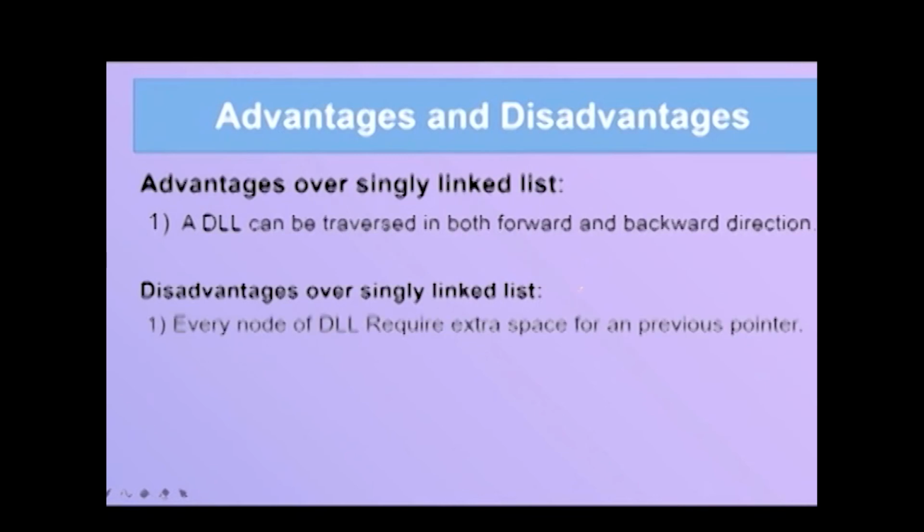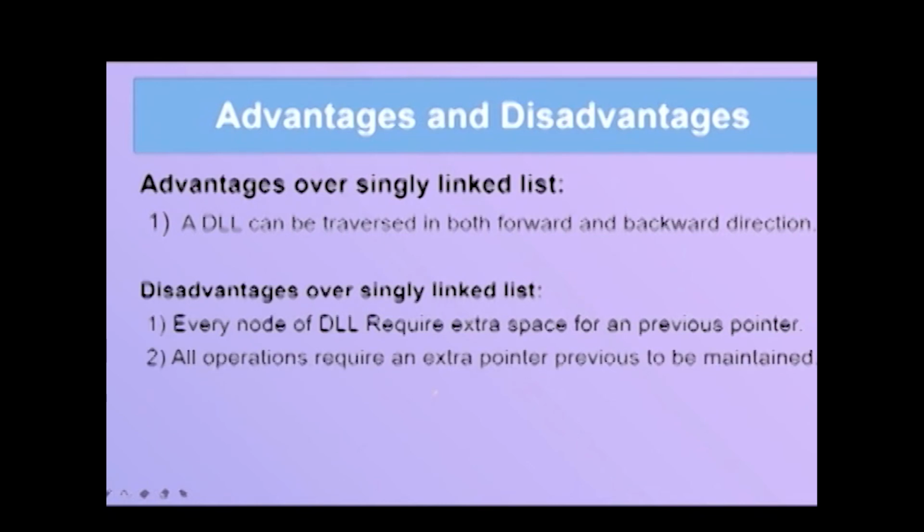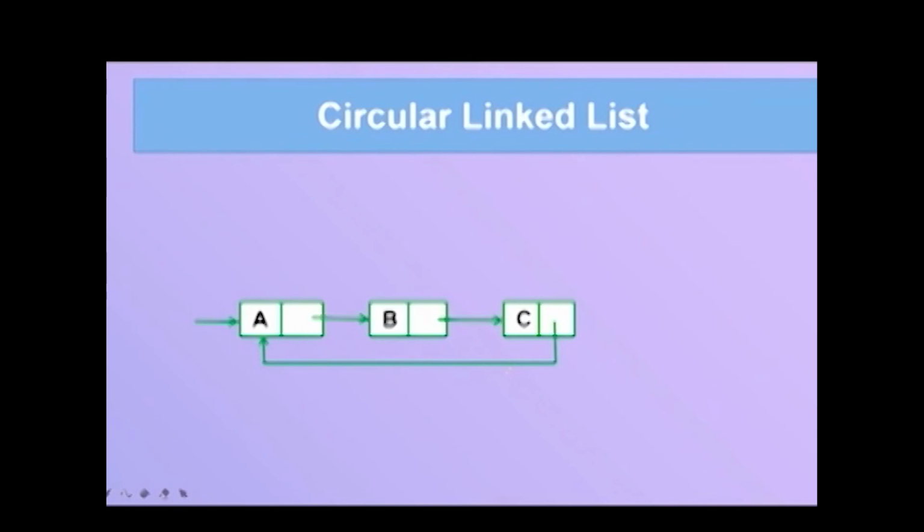Every node of a doubly linked list requires extra space for a previous pointer, right? In a singly linked list, we have a data field and a next pointer, but in a doubly linked list, we have also a previous pointer, so we need extra space in that case. Second, all operations require the extra previous pointer to be maintained, right? If we insert an element, we have to maintain the next pointer, and we also have to maintain the previous pointer. So this is an extra operation. Then circular linked list.